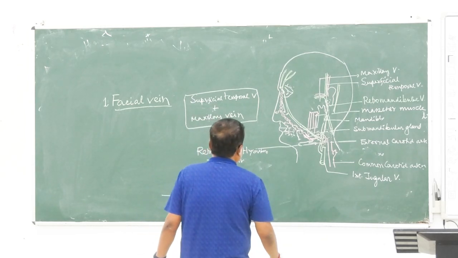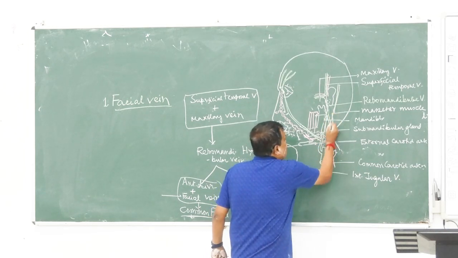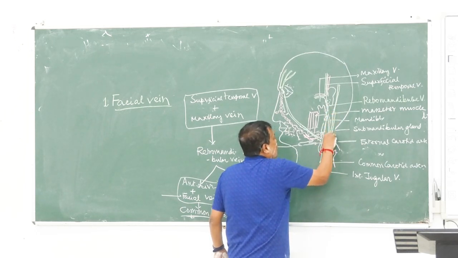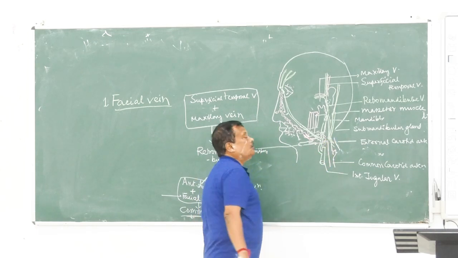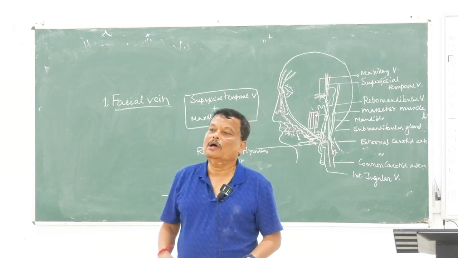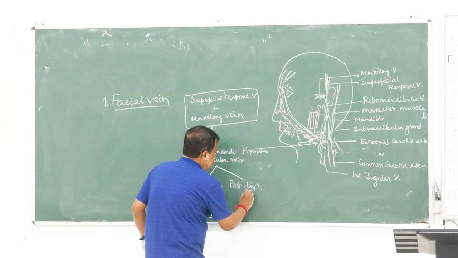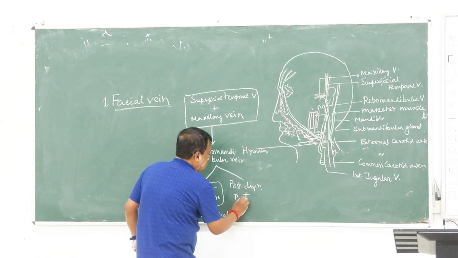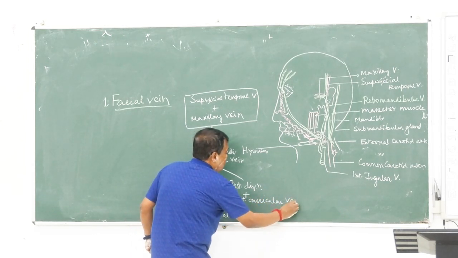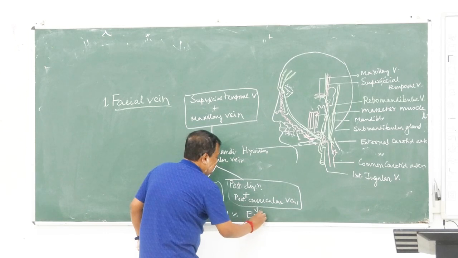Then it goes down and ultimately it joins with the posterior division of the retromandibular vein to form the external jugular vein. তাহলে posterior division join with the posterior auricular vein to form external jugular vein.